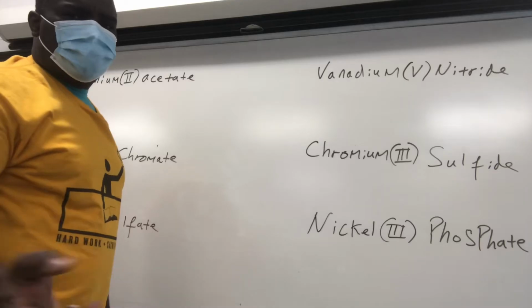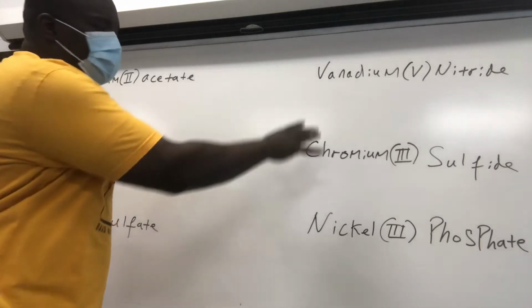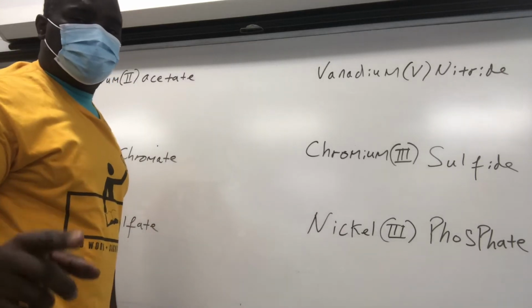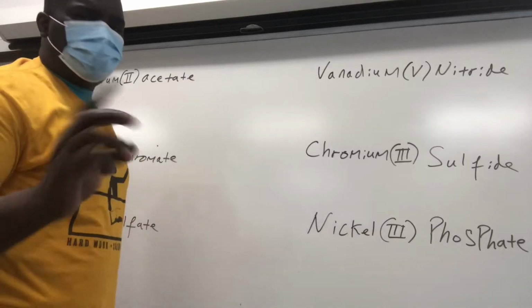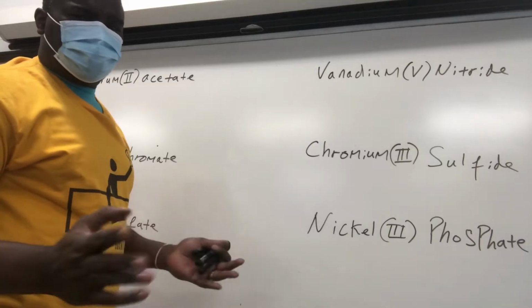Naming, yes? Now we're gonna do reverse. We're gonna do writing the formulas for the stock system. You're given these names right here, and we're gonna get the formulas. The nice thing is, we're still using the crisscross method, okay? And the only thing you need to know, guys, is your correct Roman numerals. That's basically it, all right?